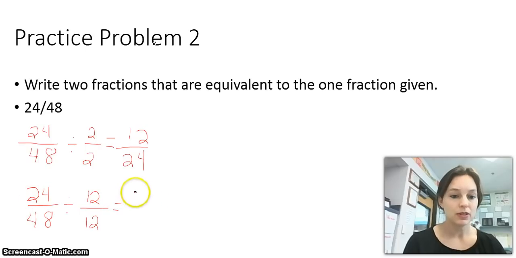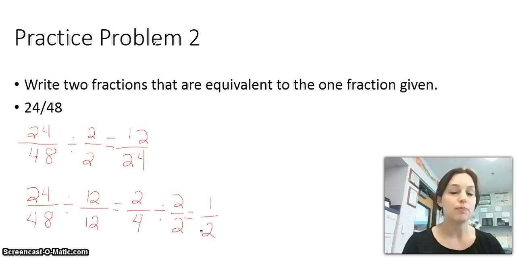24 divided by 12 is 2, and 48 divided by 12 is 4. So 2/4, again, represents the same value as 12/24, which is equivalent to 24/48. If I wanted to take this fraction to lowest terms, I would divide it again by 2/2. 2 will go into 2 one time, and 4 will go into 2 two times.